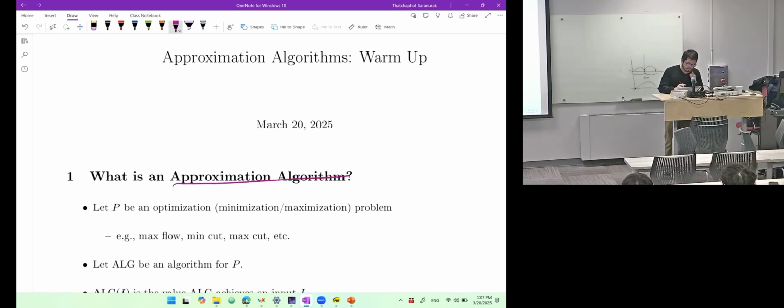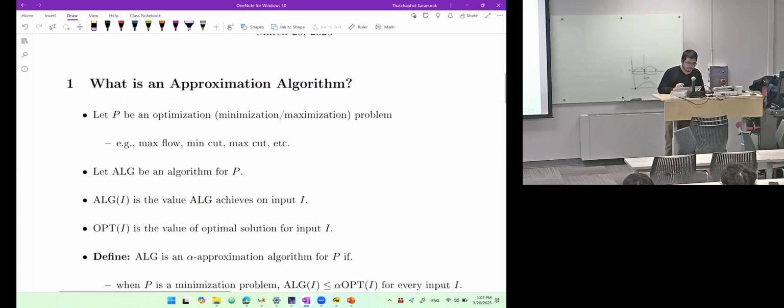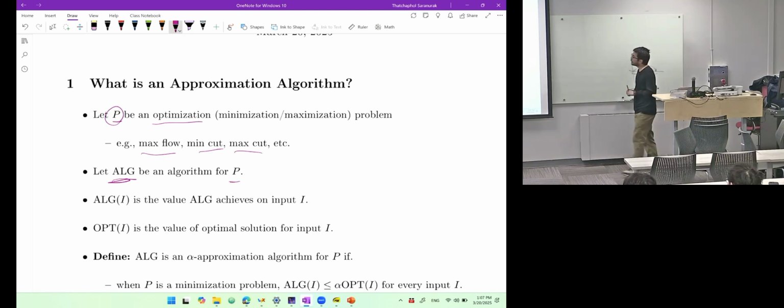So what is it? What is an approximation algorithm? Well, if you start with any optimization problem like max flow, min cut, max cut, and so on, you look at this kind of problem, and let's say that there is an algorithm for the problem. Then given an input I, I denote ALG of I to be the value that is achieved by the algorithm, and OPT of I to be the optimal solution given this input I.